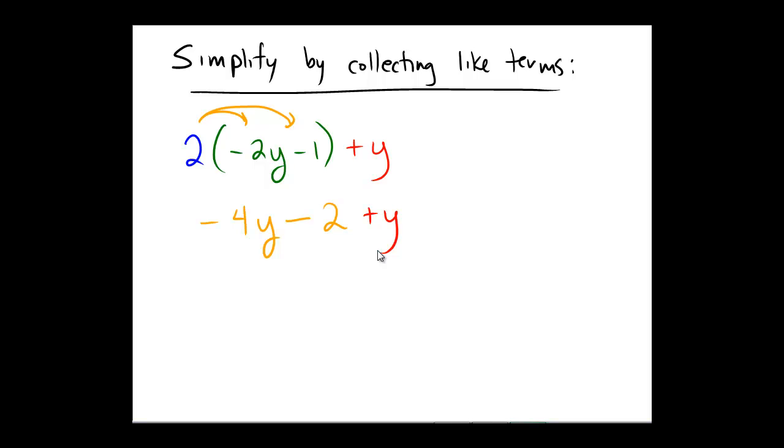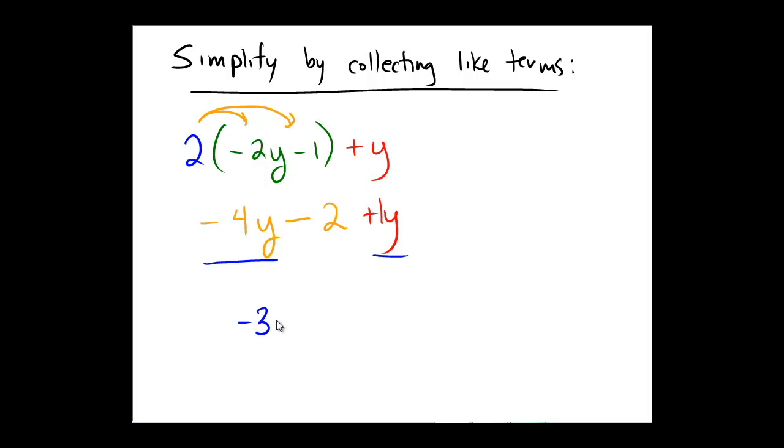Now we can collect like terms. Let's underline the negative 4y and the positive y, or plus y, so we can see that we're taking negative 4 many copies and we're adding on 1 copy. What is negative 4 plus 1? That would of course be the number negative 3.